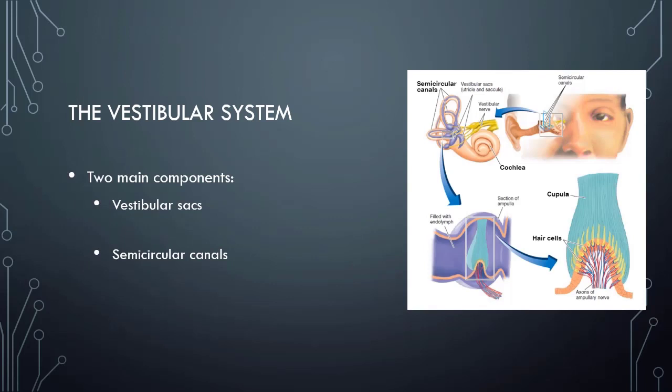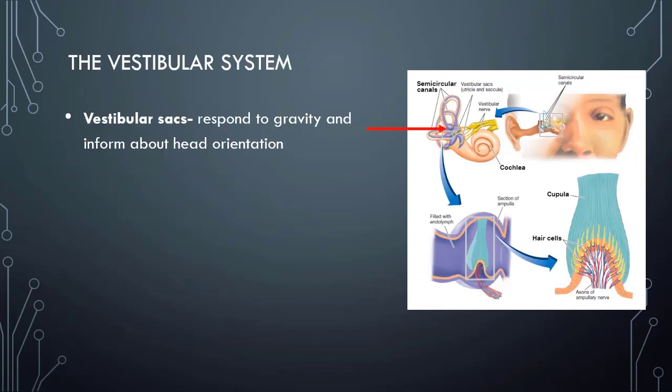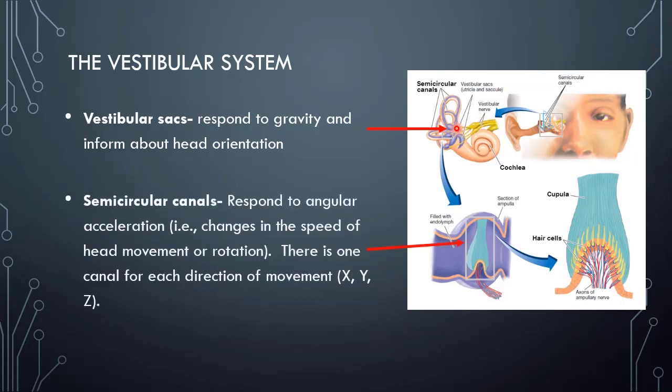So the vestibular system has 2 main components, the vestibular sacs and the semicircular canals. The vestibular sacs respond to gravity as well as some information about head orientation. So these are kind of these little bulbs here. And then the semicircular canals, they respond to angular velocity.